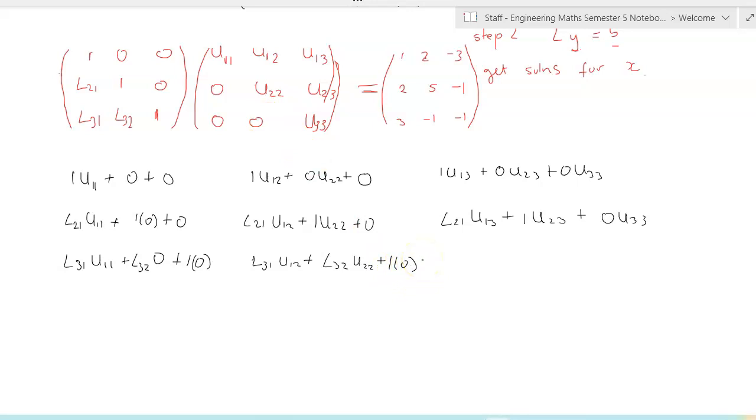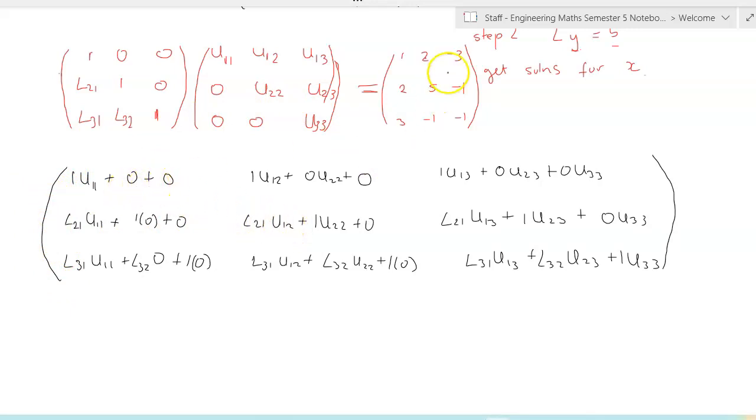And finally, we're at the very last element, which will go into row 3, column 3. So we have to multiply row 3 here by column 3 here. So it's L31 times U13 plus L32 times U23 plus 1 times U33. Now, we have multiplied the lower triangular matrix by the upper triangular matrix, and this is what we get.